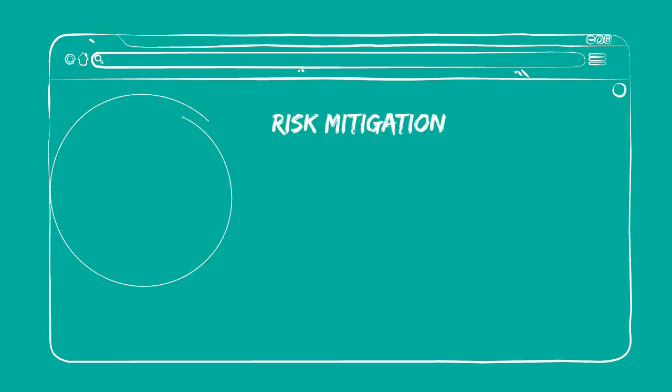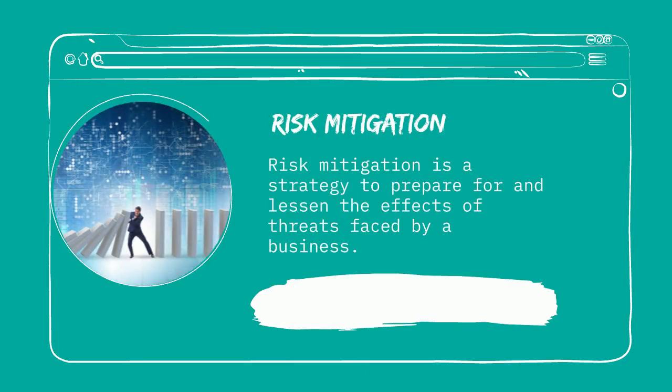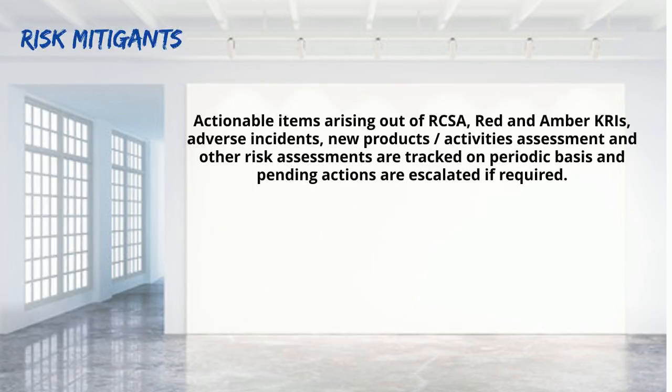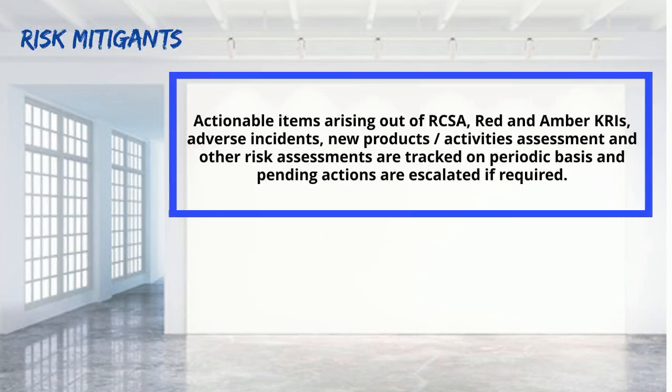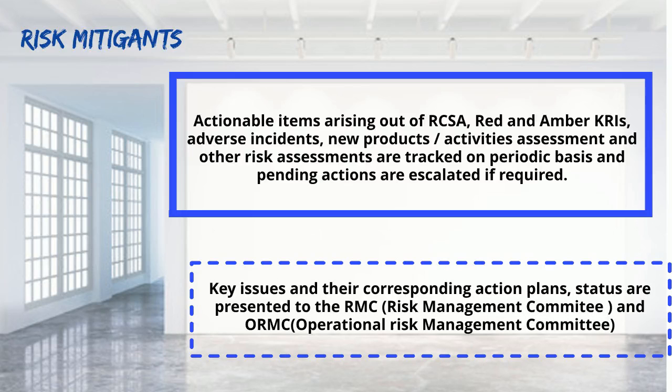Risk mitigation is a strategy to prepare for and lessen the effects of threats faced by a business. The risk mitigants are actionable items arising out of RCSA, red and amber KRIs, adverse incidents, new products or activities, assessments, and other risk assessments, which are tracked on a periodic basis, and pending actions are escalated if required. Key issues and their corresponding action plan statuses are presented to the Risk Management Committee and to the Operational Risk Management Committee.